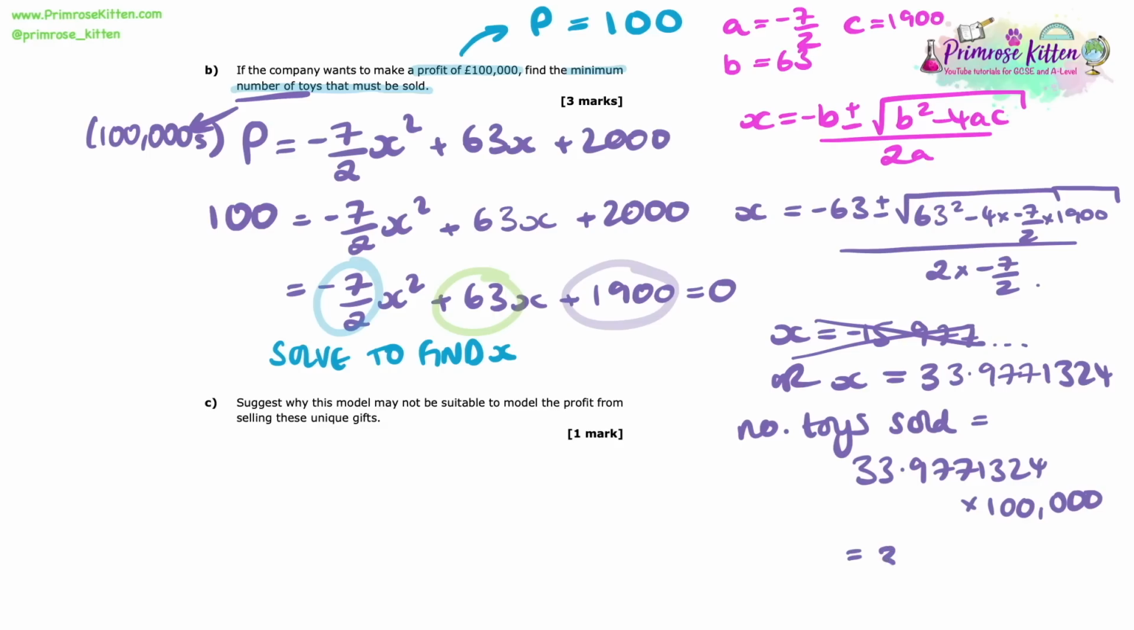We end up getting 3,397,713. And that is the number of toys that we must sell to make a profit of 100,000.